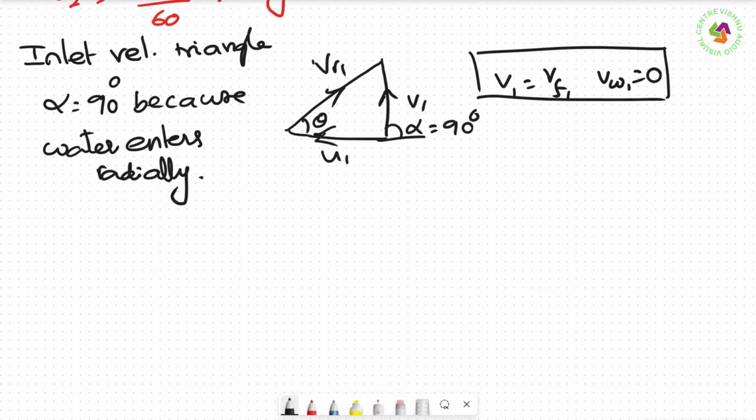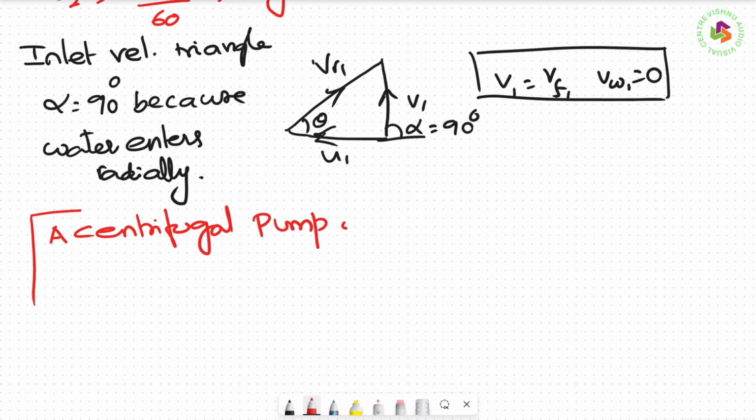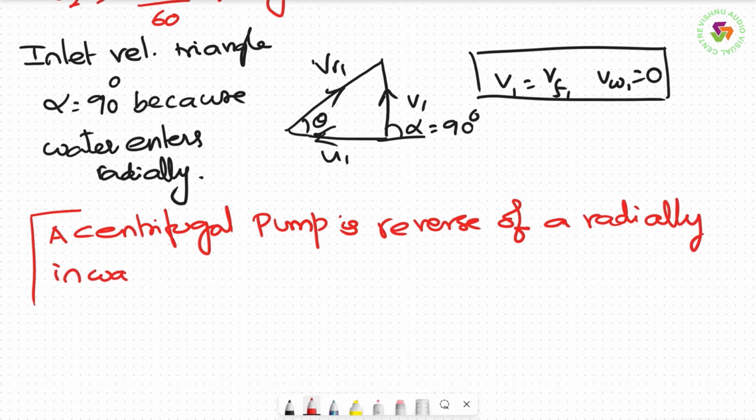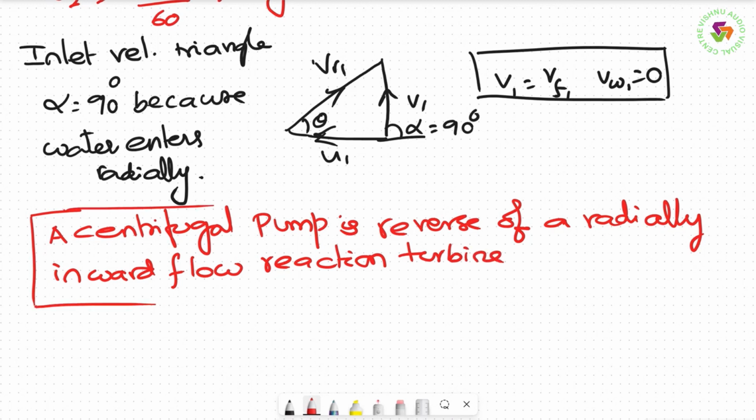Then a very, very important thing: a centrifugal pump is reverse of a radially inward flow reaction turbine. This is very, very important.